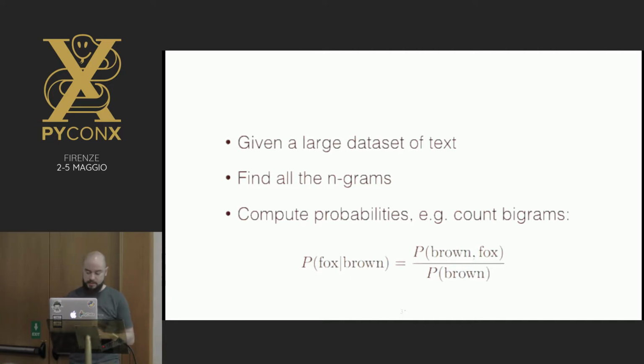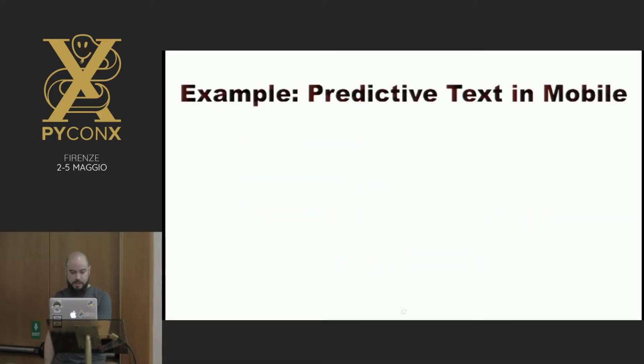And you can simply count and normalize it over the count for brown. So that's probably the simplest starting point. You can come up with more fancy ways of defining the probability. This is typically good enough for a start. And if you want to see it in action, you can already do it probably on your mobile phone.